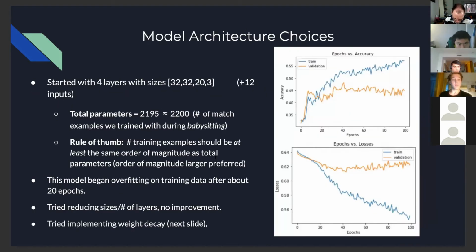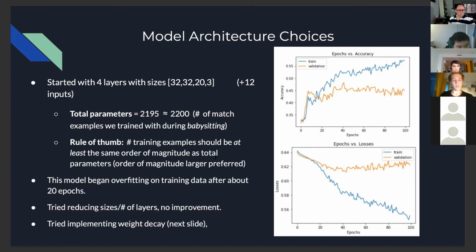So using those reference models and also this rule of thumb given to us by Wei, we started off with our architecture choice at the top. And this actually surprisingly turned out to be the best architecture choice, even though we started with it. It's extremely lucky, but it was also kind of expected because we based it off the reference models and also off this rule of thumb, which says the number of training examples that you have available should be at least the same order of magnitude as the total parameters in your model.